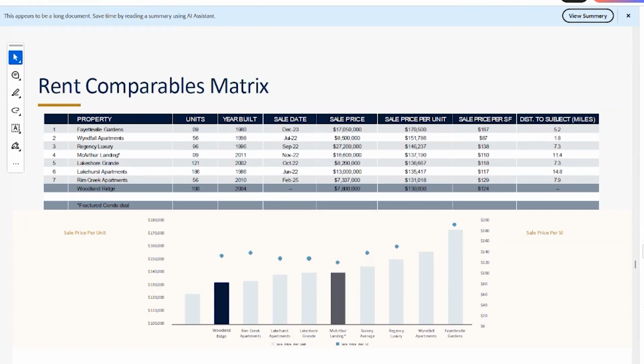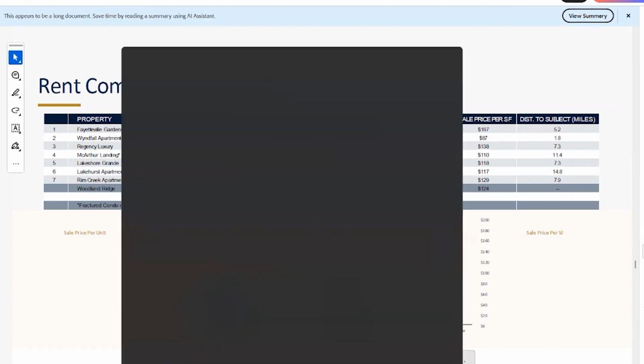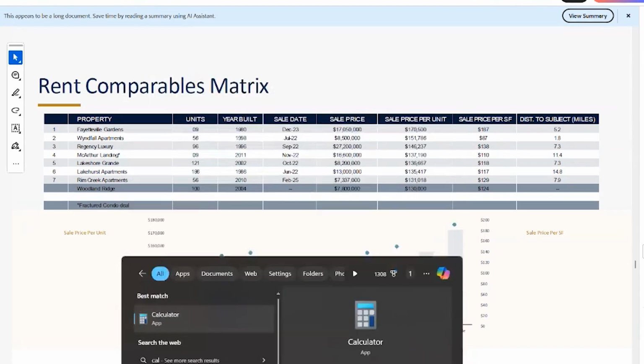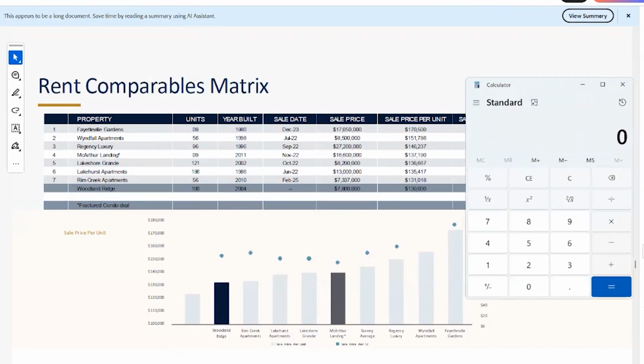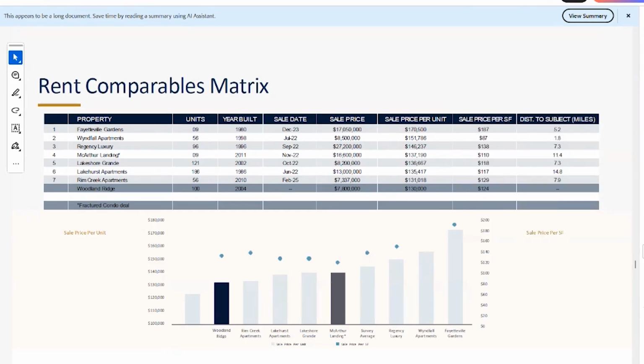But I do see a typo. I see 100 units here. We do not have 100 units. We have 60 units. So depending on how you feel about typos, that can be a red flag. Let me check their math. Divided by 60. 60, yeah, not 100. So that's one typo. Red flag, yellow flag, up to you.